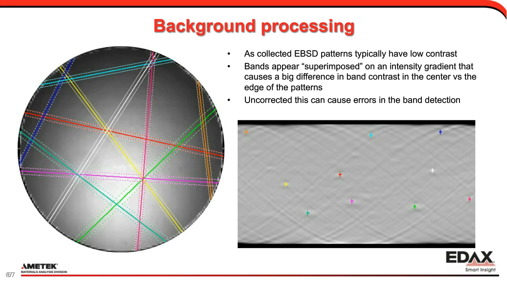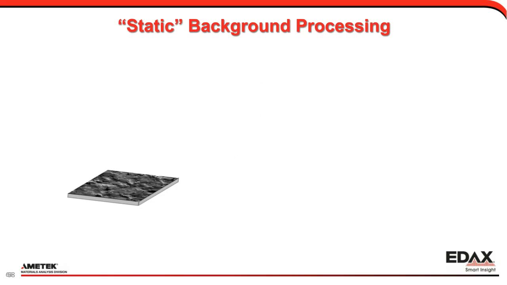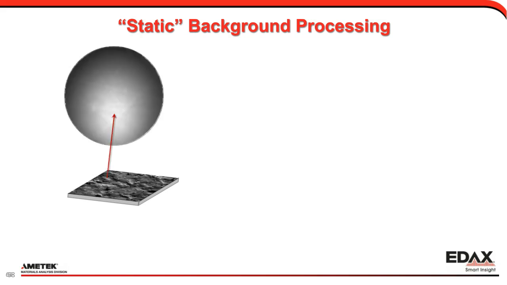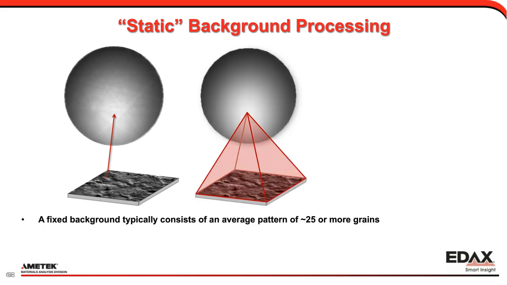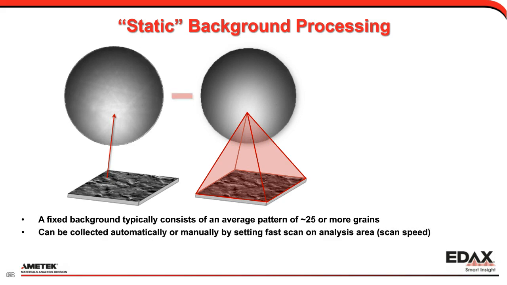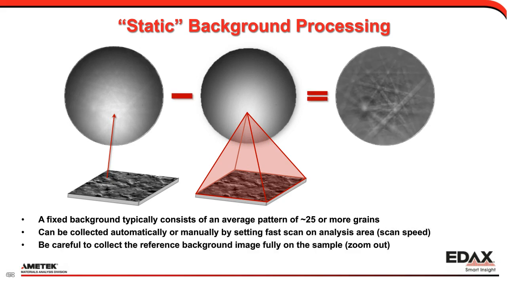Well, one is to use what we call a static background processing approach. The idea here is we collect a pattern from one point in our microstructure, but then we collect patterns from all of the points in the microstructure, say, or all of the grains, say 25 or more grains. This slide is the one we use in our training courses, and I'll come back to why I'm using it here. And so then you take one and you subtract it or divide it, and you end up with a pattern that looks like that, where the bands then pop right out. You can see them well, and so can the Hough, and that helps us index.